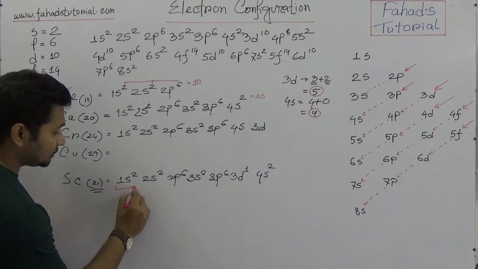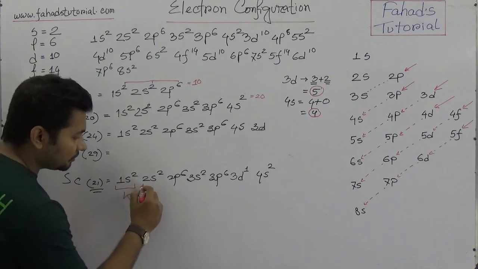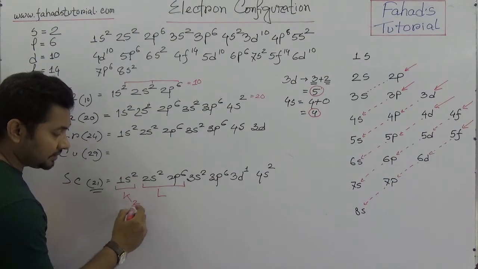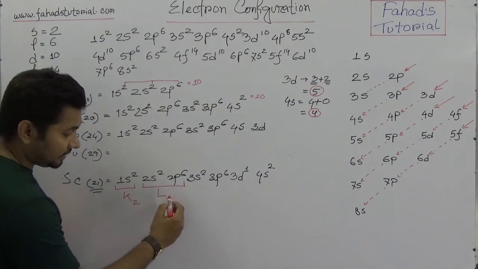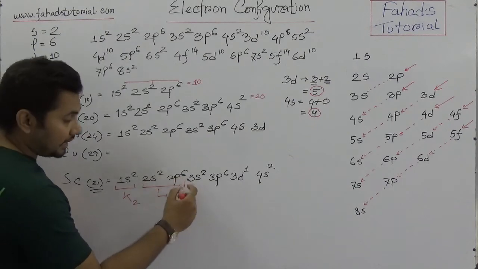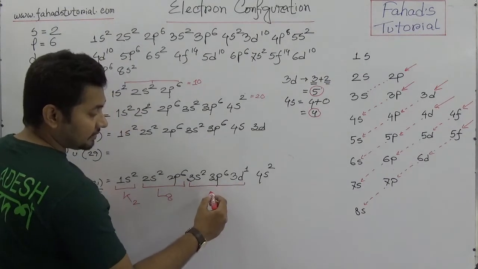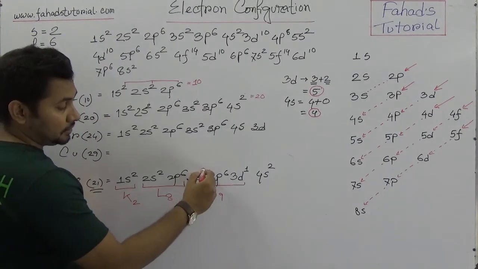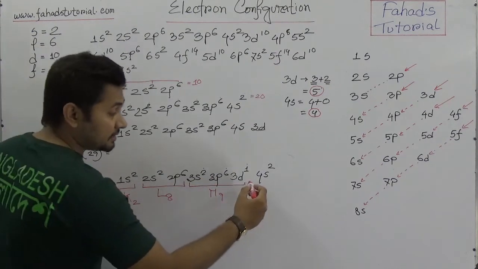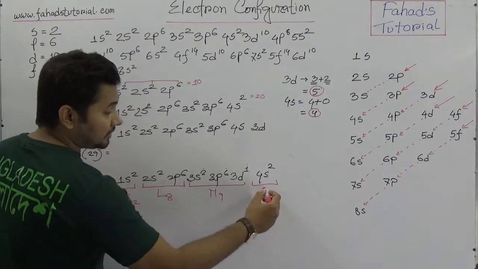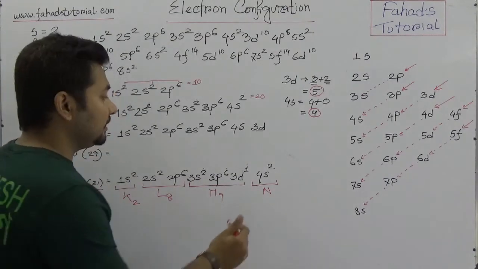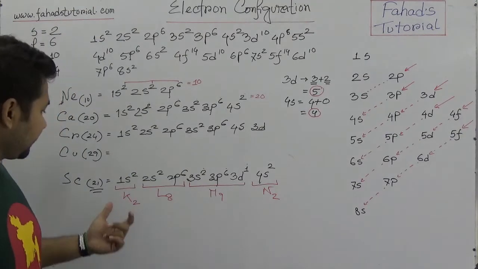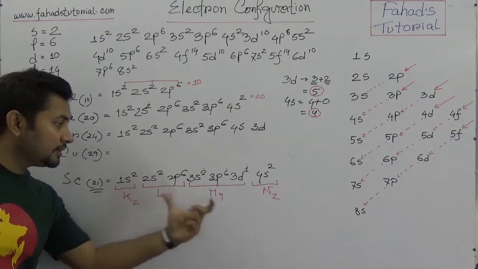It means we need to write it this way, and we can find the energy levels. Here 1s2 is the K shell, and 2s2, 2p6 is the L shell. In the K shell there are 2 electrons. In the L shell there are 8 electrons, 2 plus 6, and in the M shell there are 9 electrons. This is very important, 9 electrons. How? 2 plus 6 plus 1. And in the N shell, the 4th shell, there are 2 electrons. So in the case of scandium, we see that the electrons are configured like this.